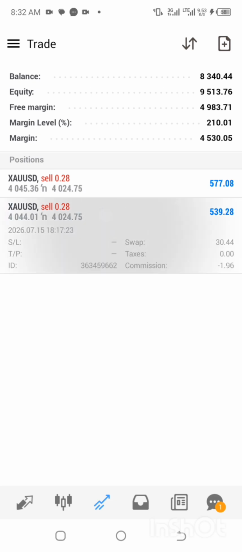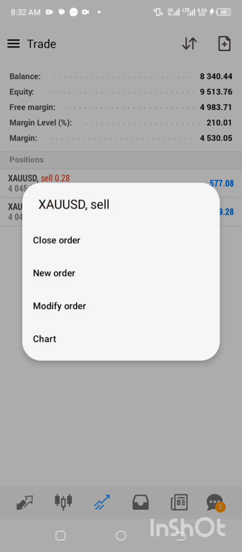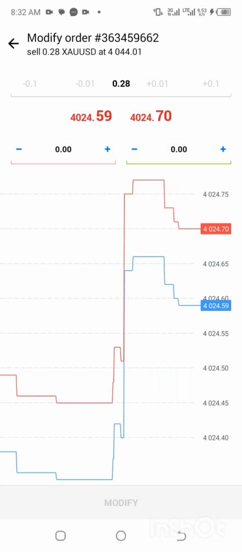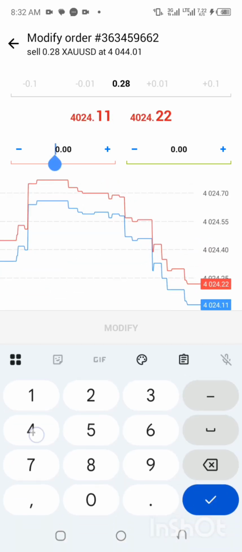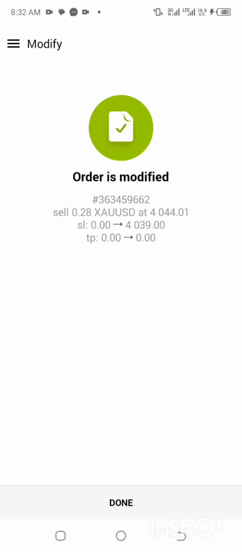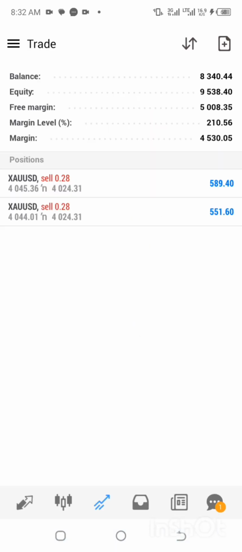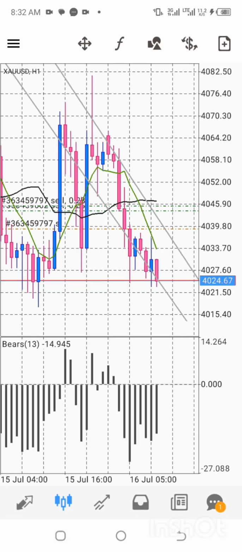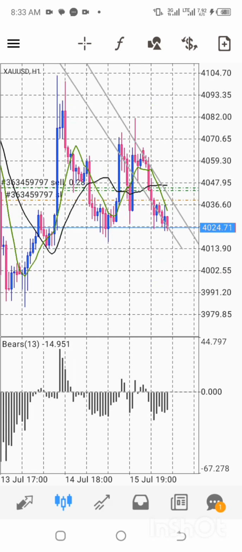Do the same thing for the second trade, 40.39. Modify it to 40.39. Okay, modify. So you can see that we have locked in some measure of profit. We can decide to leave it here and let the trade run, but I want to take some partial profit. I want to take out some profit from this trade.